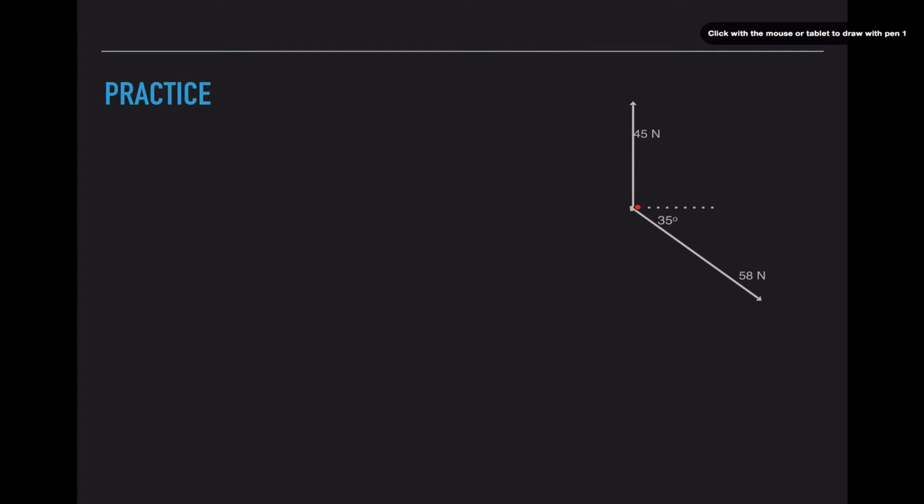So we're going to calculate the red line, and then we're going to calculate the green line. Then we are going to combine like directions before we can p-thag. So we've kind of done this in the past, but haven't gotten too in-depth with it. So we're going to call the 45 Newton force, force 1. And we're going to call this 58 Newton force, force 2.